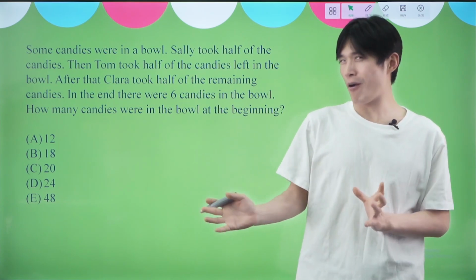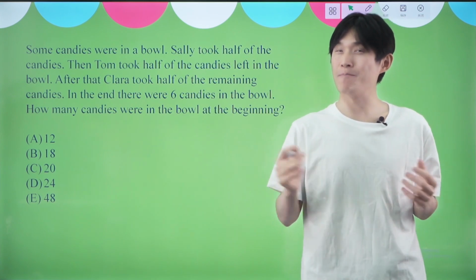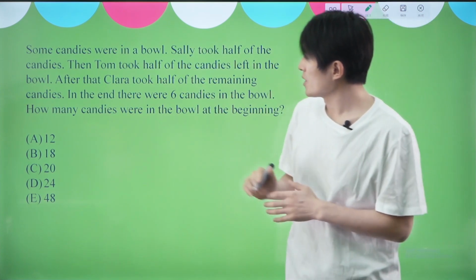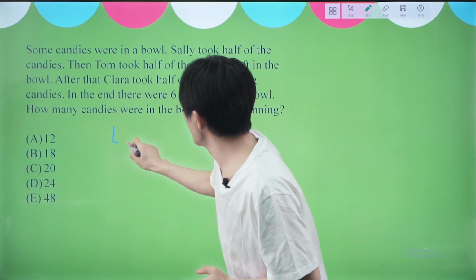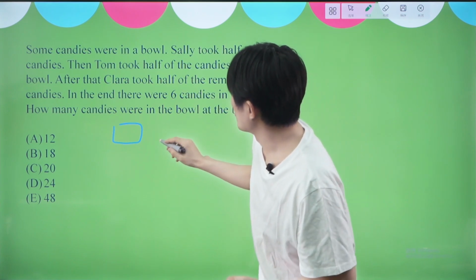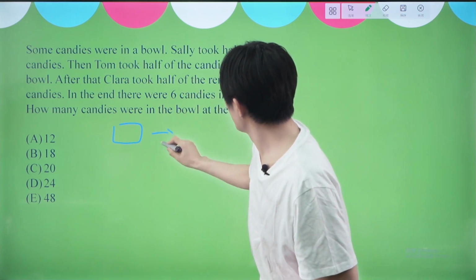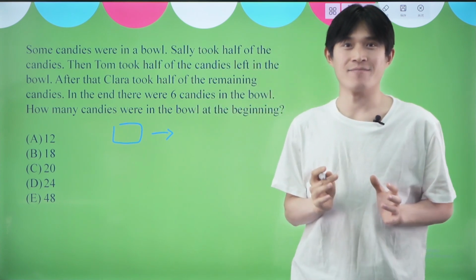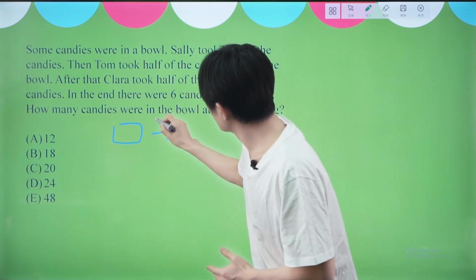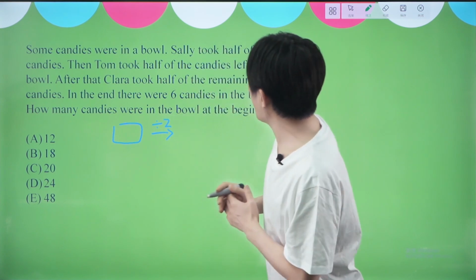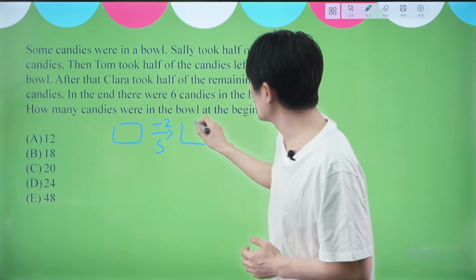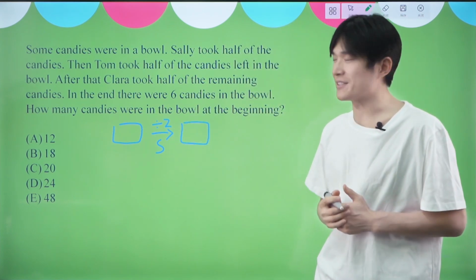How do you solve this kind of problem? It's actually a problem about working backwards. So we'll use the model of working backwards. Let's say this square represents the candies in the beginning. Sally took half of the candies. That means the original candies divided by 2, because Sally took half. Put it here, and then we get a certain amount of candies.